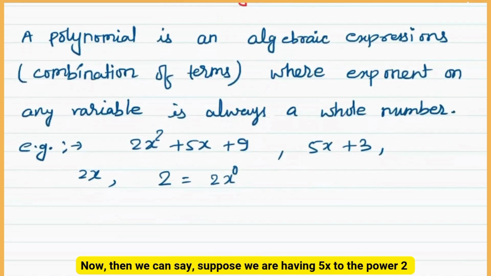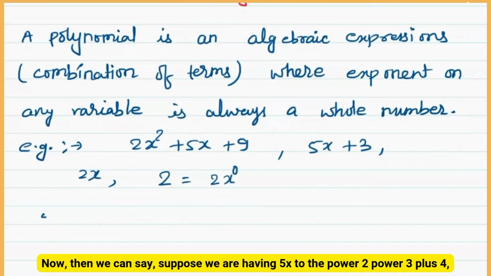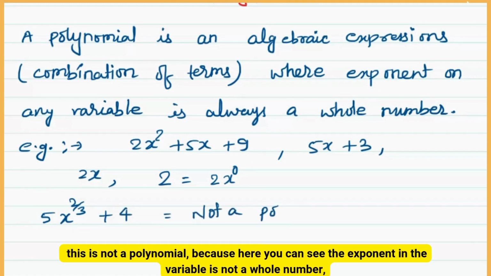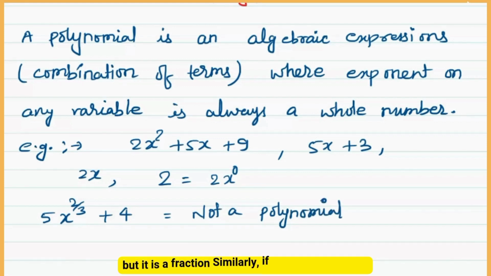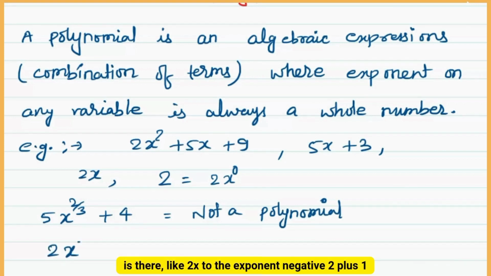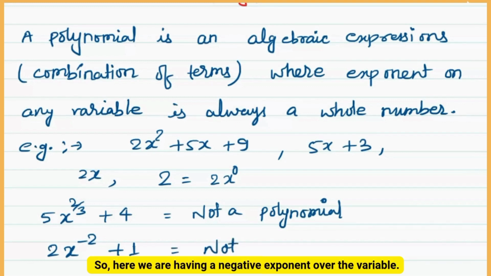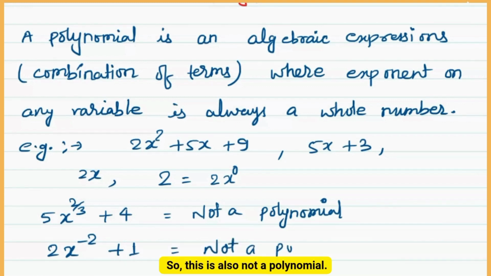Now suppose we have 5x to the power 2 over 3 plus 4. This is not a polynomial, because the exponent on the variable is not a whole number but a fraction. Similarly, if there is a negative power, like 2x to the exponent negative 2 plus 1, we have a negative exponent on the variable, so this is also not a polynomial.